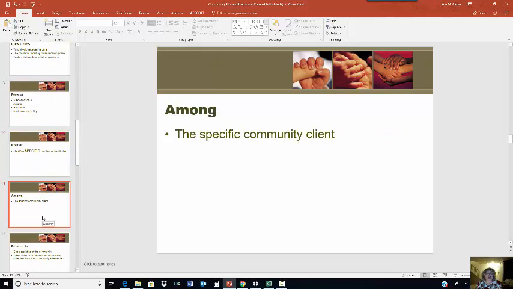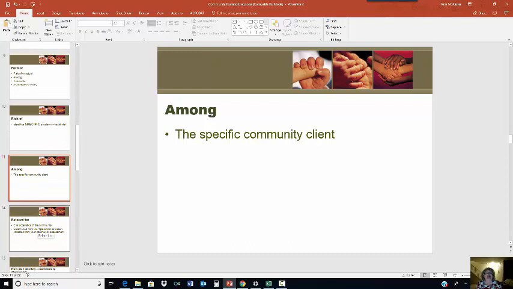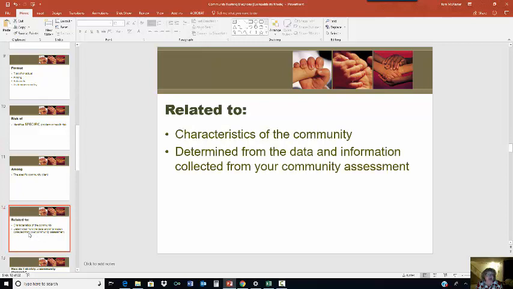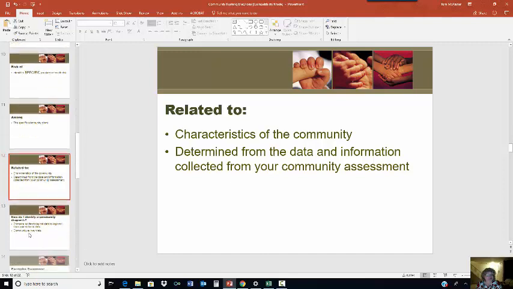And then the specific community client. Is it everybody in Kerrville? Or is it the teen girls at Tybee High School? Is it the senior adults in Florida? You've got to nail down a specific community, a specific group, and you need to state what makes that specificity of the client. And then it's related to, what are the characteristics in the community? And you get all of this from your assessment data.